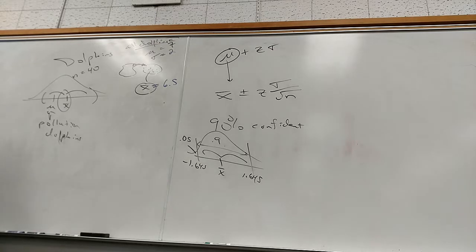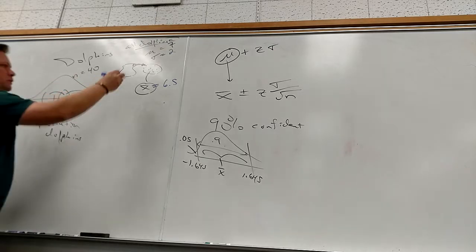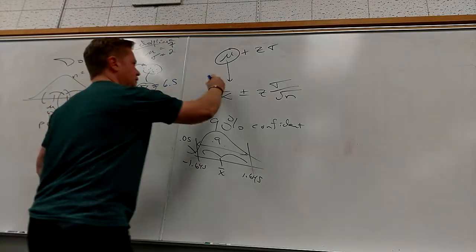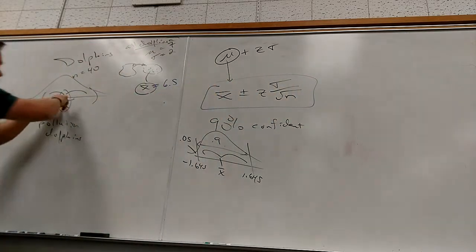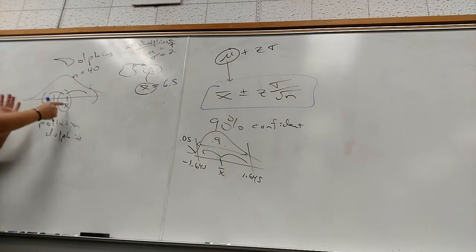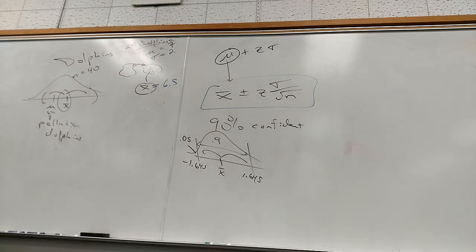All right, let's see what we can do. And I want to be 90% confident. So what do I have that I need for this? I want to make this interval. So I'm improving on that first guess, that X bar. I feel pretty good about it because it's 40 dolphins. But it's still just a guess because it's not all dolphins. So to improve on it, I'm not just going to use a single number. I'm going to use an interval and say, I think this interval catches the real mean.